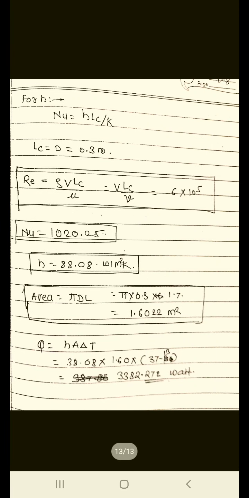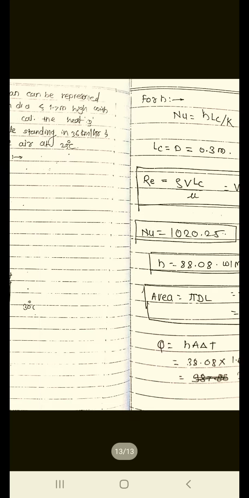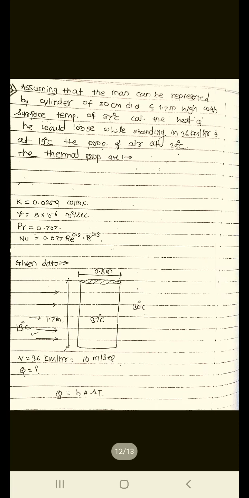We know that Reynolds number Re is equal to rho V Lc divided by mu. Mu upon rho is nothing but nu. Lc is equal to D, the diameter, that is 0.3 meter. So put all these values in the Reynolds number. We will get Reynolds number equal to 6 into 10 raised to 5. We already know the Prandtl number, and it is given as 0.707.